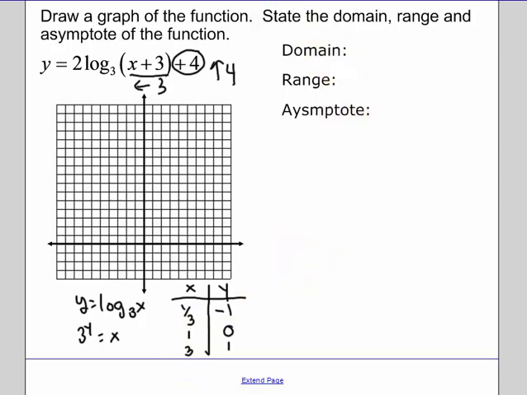Okay, now to get to graphing this. Normally, we have the vertical asymptote being the y-axis. That shifts over 3 units, 1, 2, 3. I think of that as a wall, a wall we cannot cross.